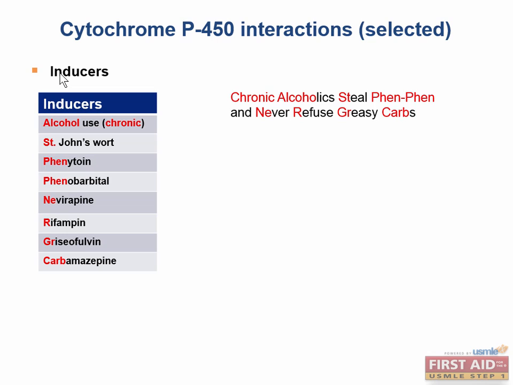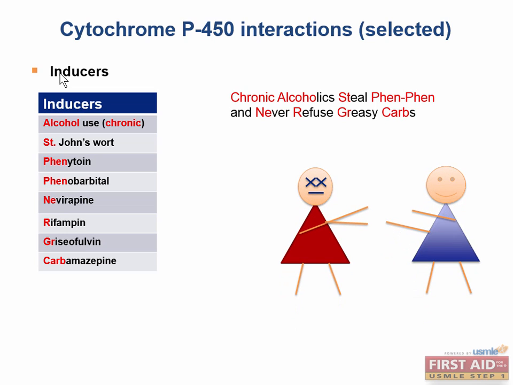So here's our mnemonic. We have our two alcoholics, which are going to be stealing some fen-phen and not refusing greasy carbs. So now you know why I never made it in art school.